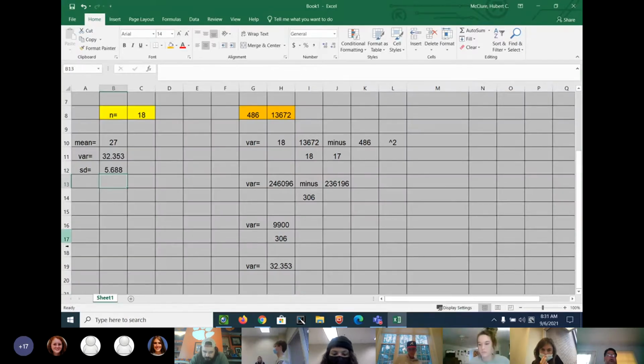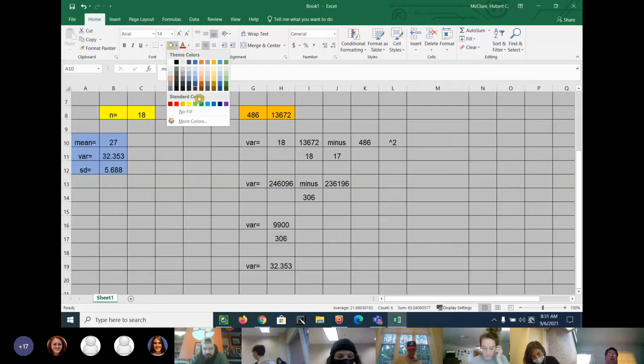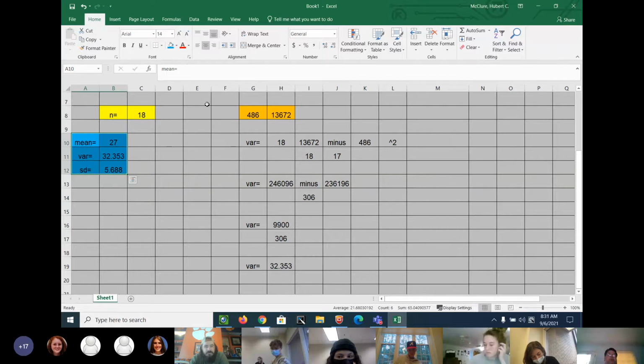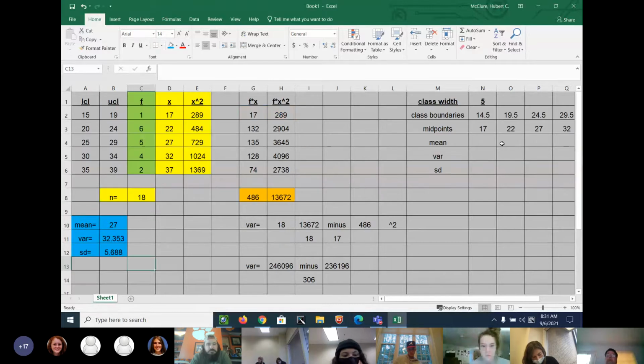And there are the numbers that we want. So there are 3 test questions right there, and you've got 3 test questions right here.